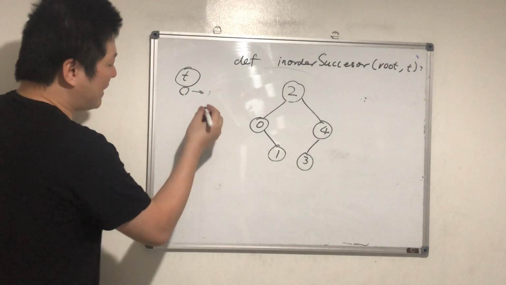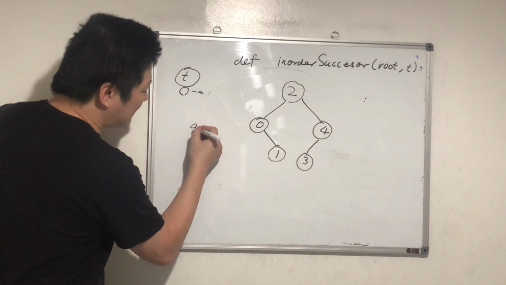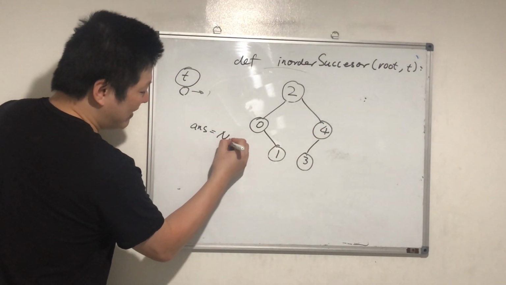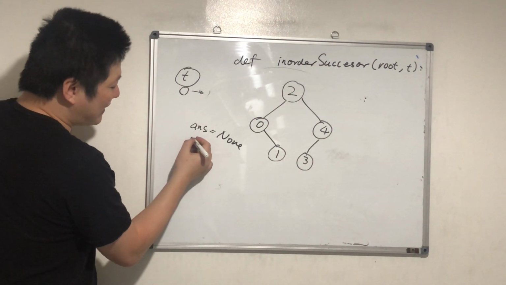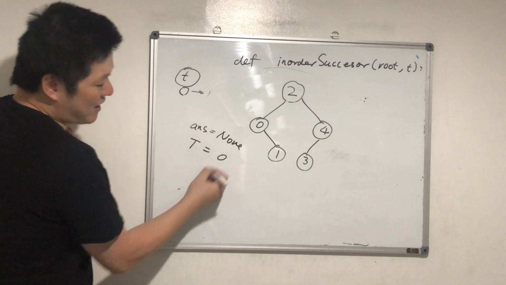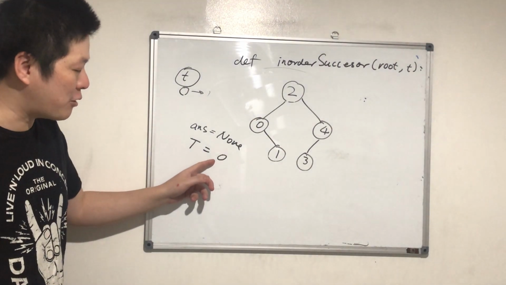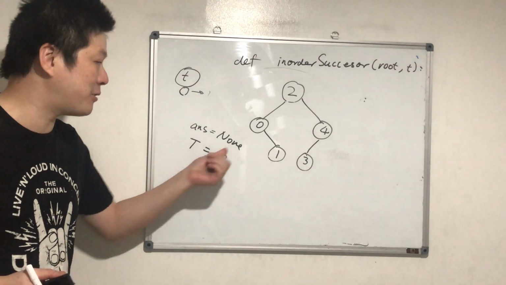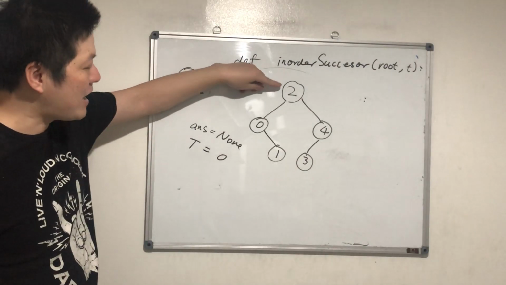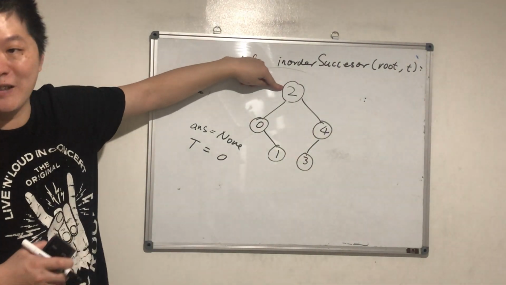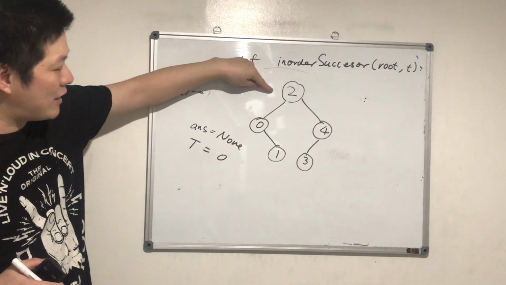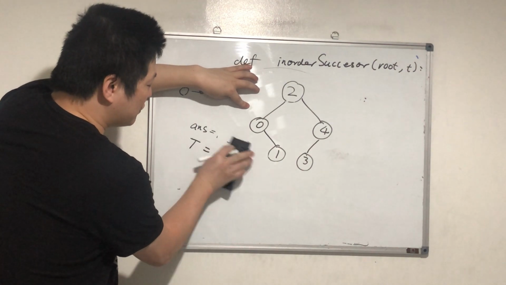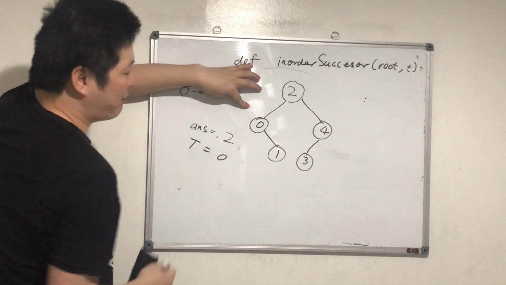Not exactly. Look, the successor, let's call it answer, okay? This is the answer we are looking for. At the beginning, it's none. And this target t equals 0. It's the number we are trying to find: the next bigger than t, the smallest number bigger than t, which is 1. So if t is smaller than the root, it's smaller than 2, so I should update the answer to 2 and go to the left.